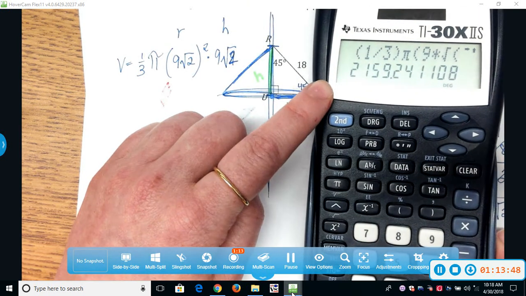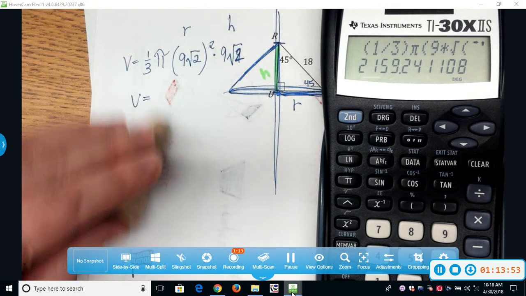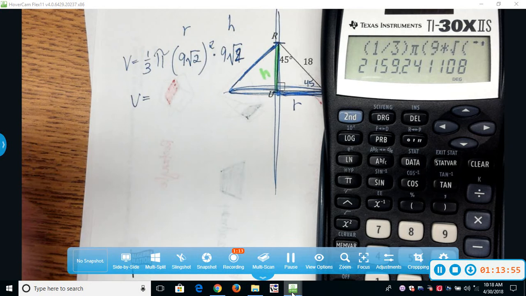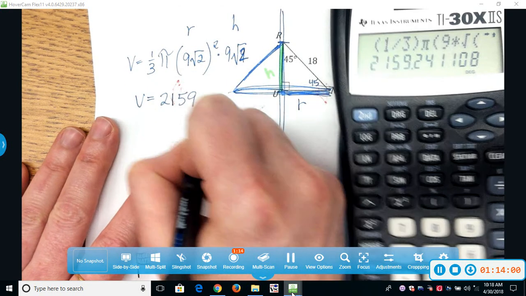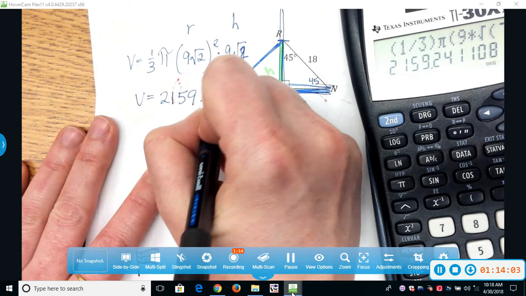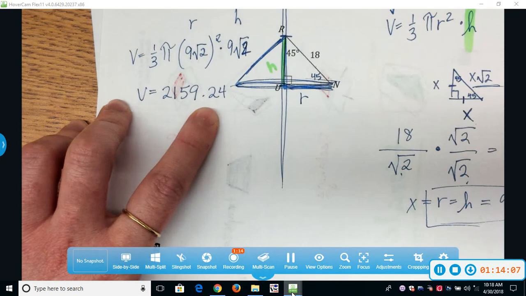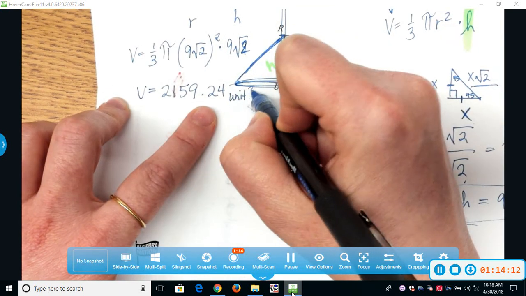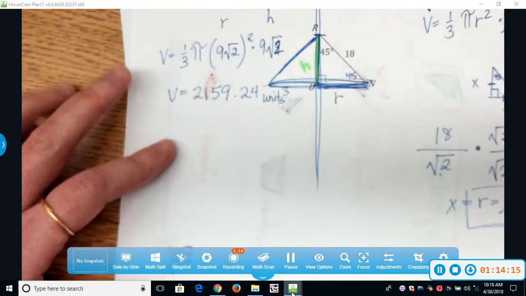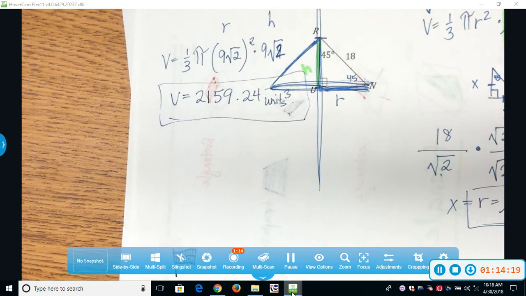So my volume of this cone that was made by rotating around the axis is 20,159.24. Again, I like 2 decimal places. They didn't give me units, so I'll just say units cubed. Wow. And then I'm going to stop there because the bell's going to ring.